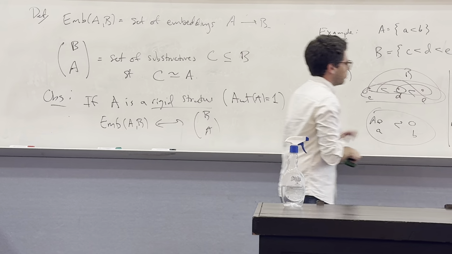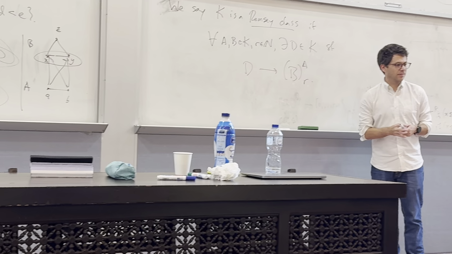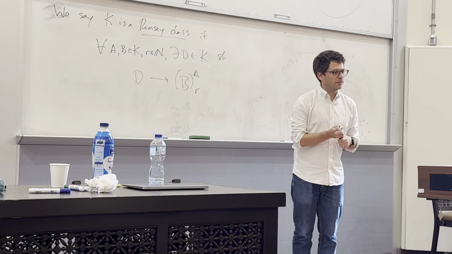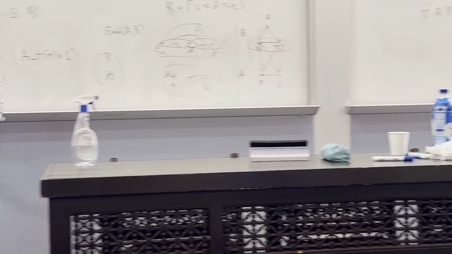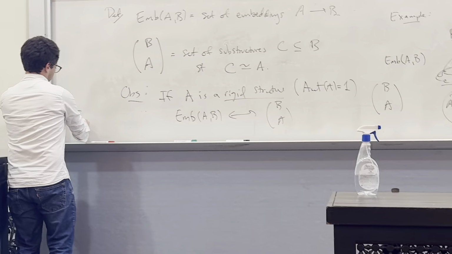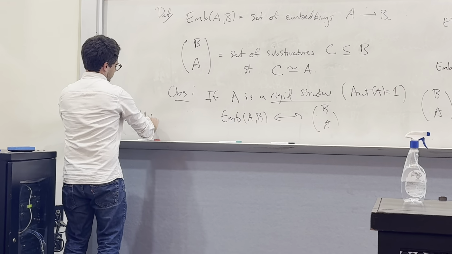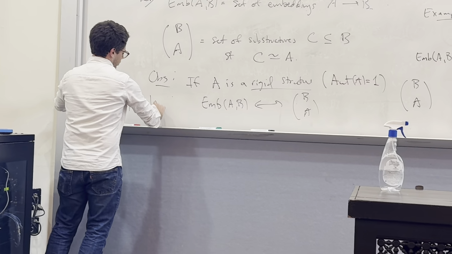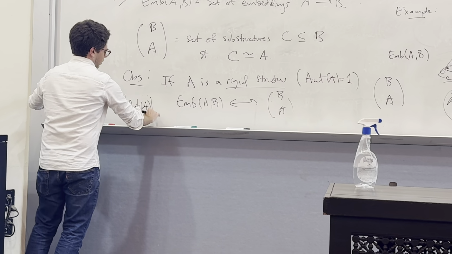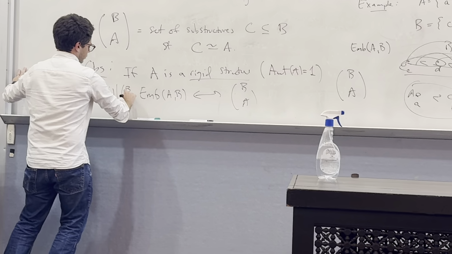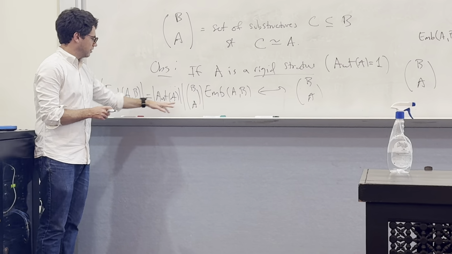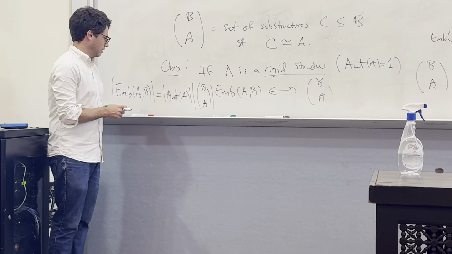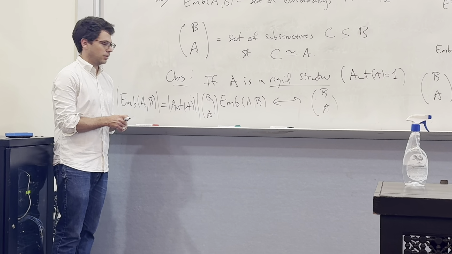But we're building up. In general, the equation is you multiply with the cardinality of the automorphism group. Yeah, exactly. So maybe a better thing to say is that the cardinality of the embeddings of A into B factors as the cardinality of the automorphism group of A times the cardinality of B choose A. So in the rigid case, this is 1. Okay. Yes, exactly.